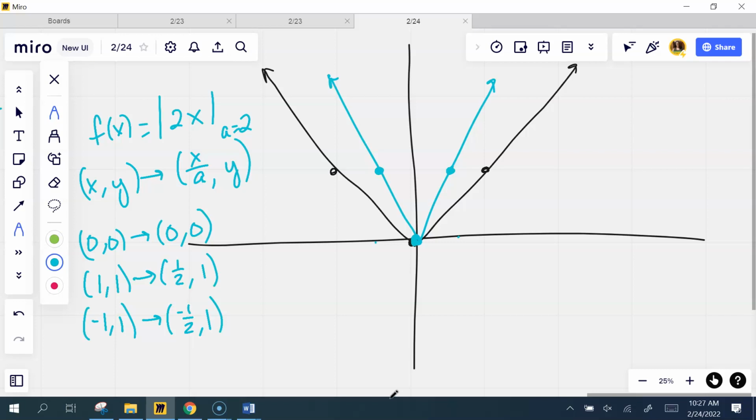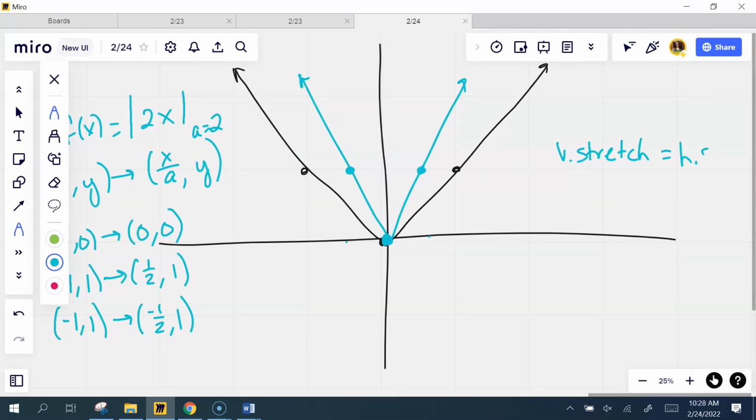Does that look like a horizontal shrink? Yes. But it also looks like a what? A vertical stretch. That's exactly right. Because a vertical stretch is the same thing as a horizontal shrink, and a vertical shrink is the same thing as a horizontal stretch.